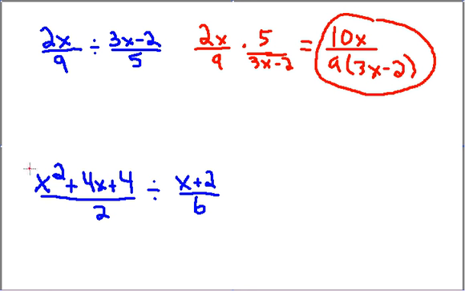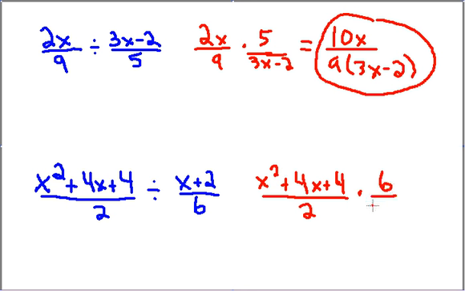Do one more down here. x squared plus 4x plus 4. Let's go ahead and rewrite that. We're going to leave the x squared plus 4x plus 4 over 2 alone on the left-hand side. And then we're going to change our division symbol to a multiplication symbol, and we're going to invert or flip the second fraction by writing down its reciprocal, which will be 3 over x plus 2.